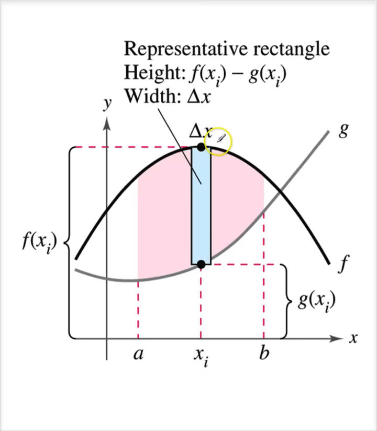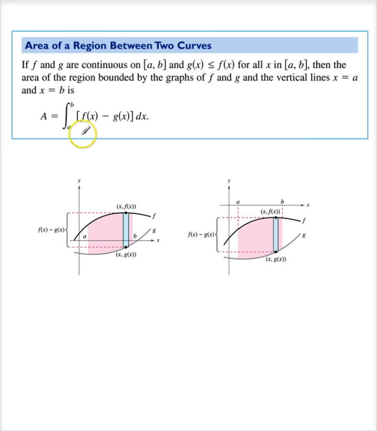Now to do these problems, I'm going to want you to give me the sketch, draw your representative rectangle, and then show me delta x, because this is going to translate into our dx. Once you have dx, you can find your limits in x, which are a and b, and then your integral becomes the integral from a to b of f of x minus g of x dx.